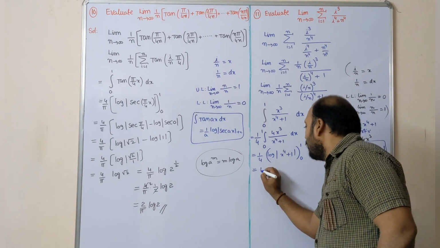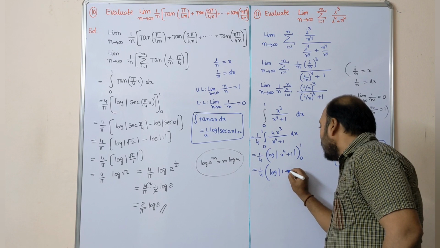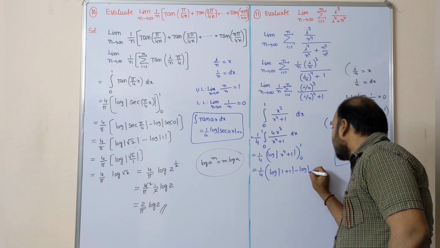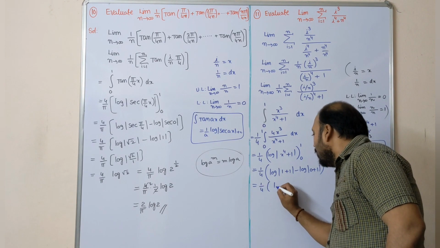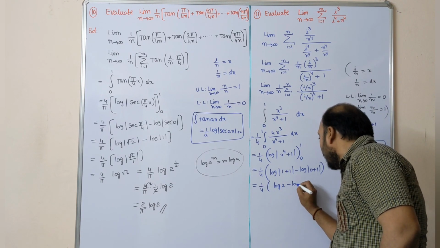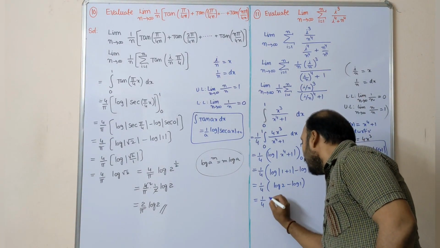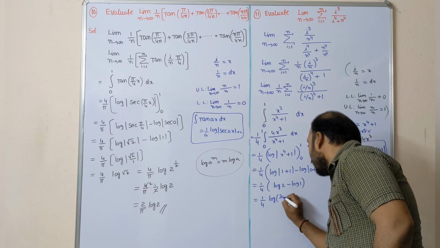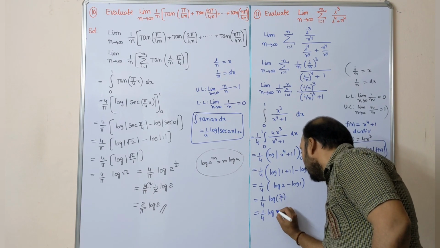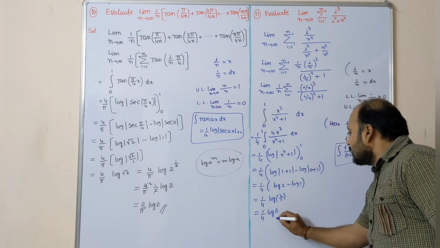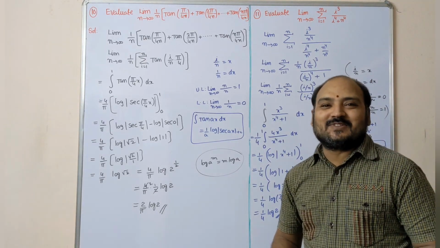So 1 by 4, log of 1 power 4 plus 1 minus log of 0 plus 1, which is equal to 1 by 4 into log 2 minus log 1. Log a minus log b is log a by b. So 1 by 4 log 2. Log 2 by 1 is log 2 only, no? 1 by 4 log 2. So this is the required value. We'll move on to the next question, dear students.